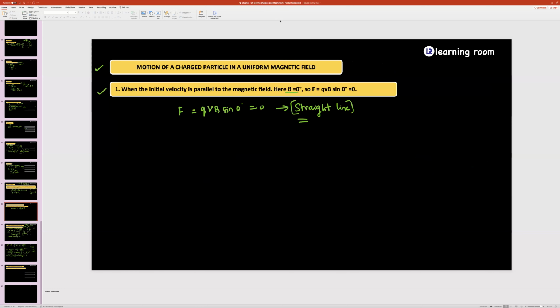Okay. Next is motion of a charged particle in a uniform magnetic field. Again, when the initial velocity is parallel to the magnetic field, that is theta equal to 0 degrees, what will be the force experienced by it? 0, and the particle continues to move in a straight line. This I've already given, right?